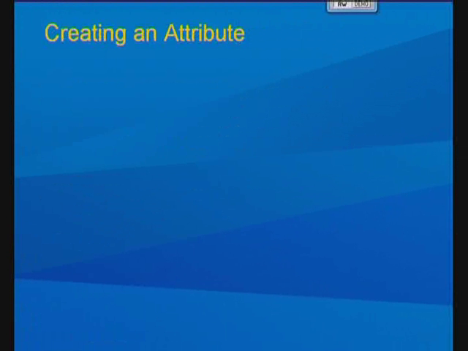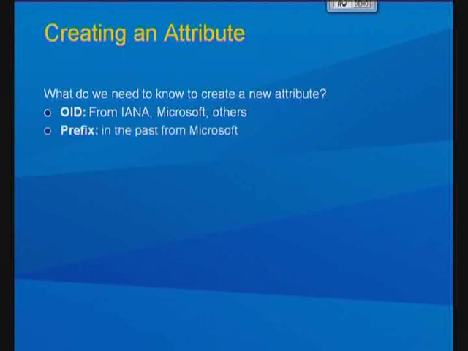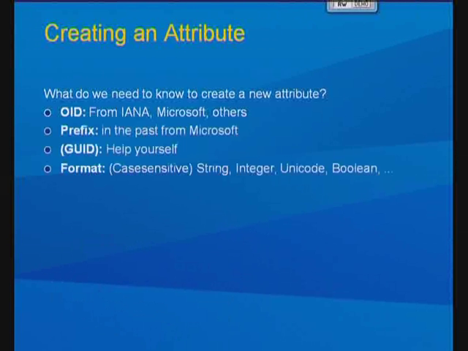So let's look at what we have to do when we want to create an attribute. First thing, as always, get an OID, get a prefix. GUID, you can help yourself here. Developers actually recommend that you use GUIDs, which are always unique, so that you're using the same GUID across your schema updates across certain forests, across your test environment, production environment, other forests you might have, or if you're an application vendor, that you use those GUIDs even in the forests of other companies.